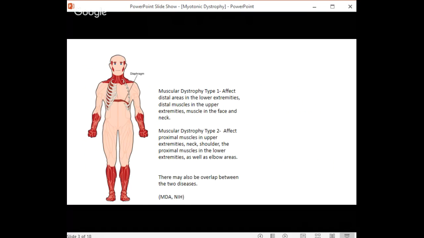In myotonic dystrophy 2, these affect more of the proximal muscles in the upper as well as the lower extremities. So these are closer to points of attachment in our body, as well as the neck, the shoulder area, the diaphragm, things as such. And there definitely may be overlap between the two diseases. There's still a lot unknown about each, but we'll talk more about that later in the presentation.